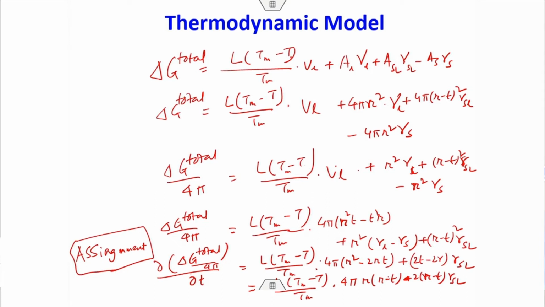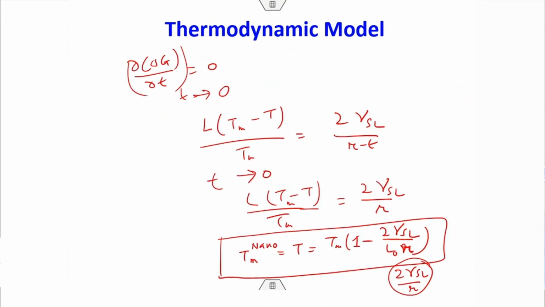And then by doing the calculation, we could show that when the thickness goes to very small, we can arrive at the relationship for the change of melting temperature of the nanoparticle, Tm minus T. T nano is equal to Tm multiplied by 1 minus 2 gamma SL by L0 into R.